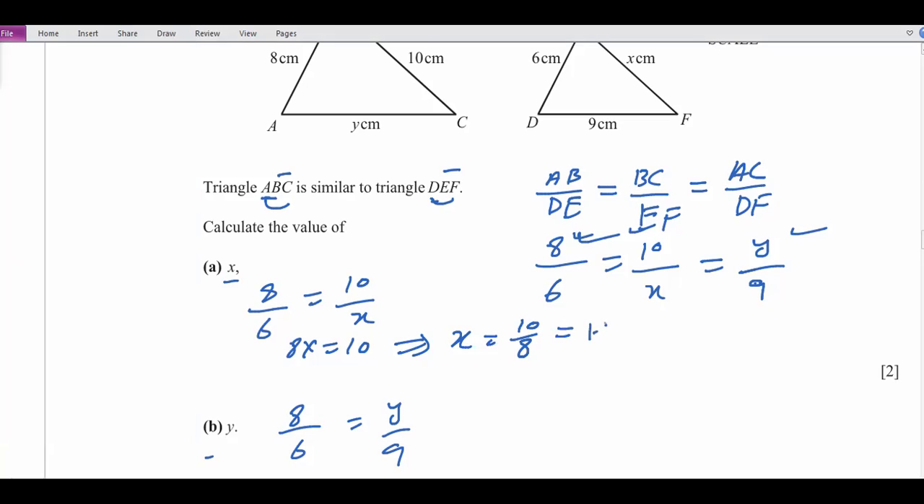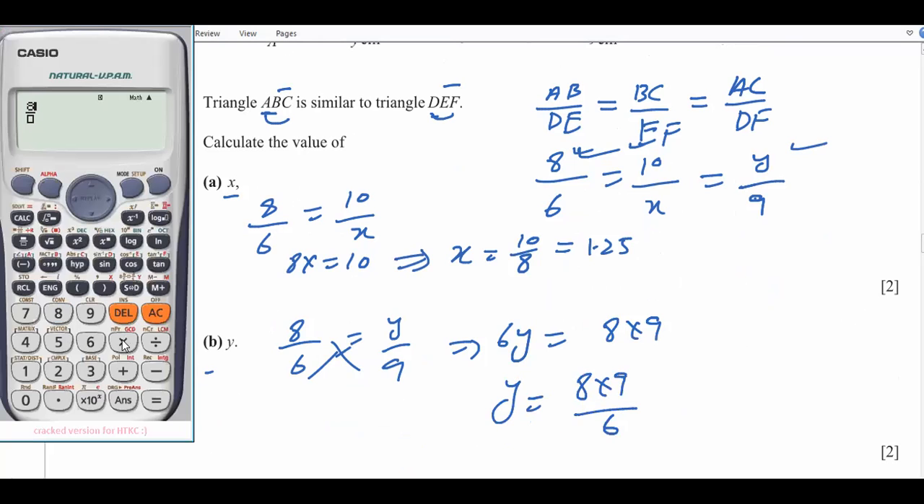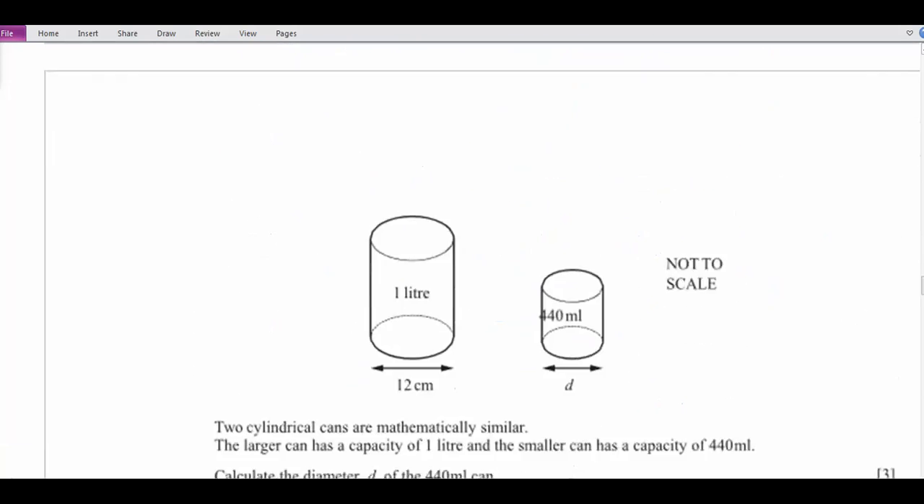1.25. And in this case, cross multiply. This will be 6y equal to 8 into 9. Now what will be next? Take 6 to the other side, so y will be 8 into 9 over 6. So we will have 8 into 9 divided by 6, 12. So the answer is 12. Okay. So using just this property of similarity, we can easily solve that.